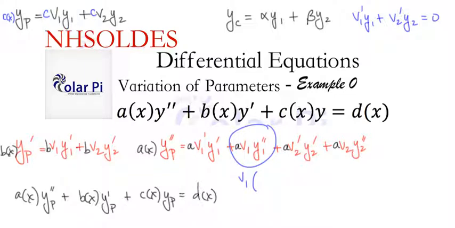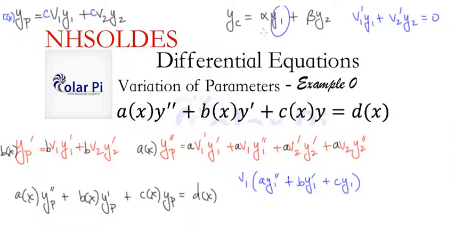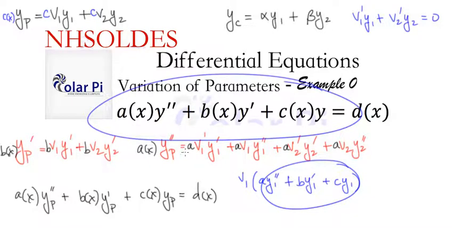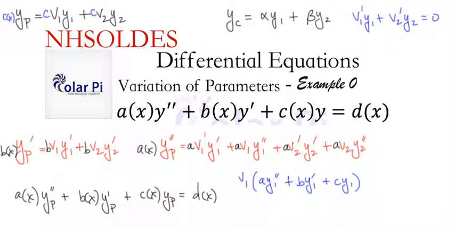We have v1 times a y1 double prime, that's from that guy, and then this guy will say b times y1 prime, and then plus the last guy is c times y1. Remember, we've taken out the v1, so c times y1. But wait, we said y1 is a solution to the homogeneous equation, and this here is this here with y1 plugged in. So it equals 0, because I stressed at the beginning of the video that y1 plugged in there gets it to equal 0.